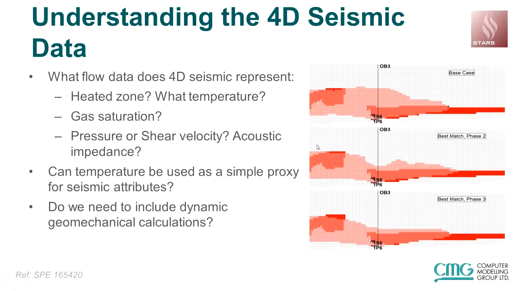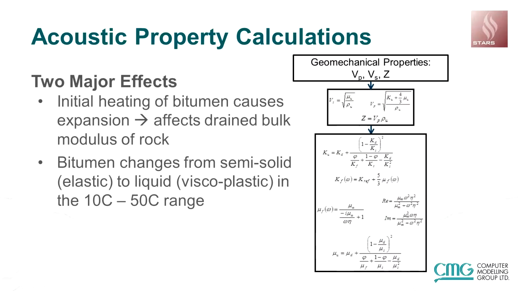And you can see after a number of iterations, we get closer to the actual history data, but it's not a perfect match. And the reason is we don't really know what flow property we should associate the 4D seismic to. We tried to answer this question, and we thought that maybe acoustic properties are what we see on seismic rather than the flow properties.